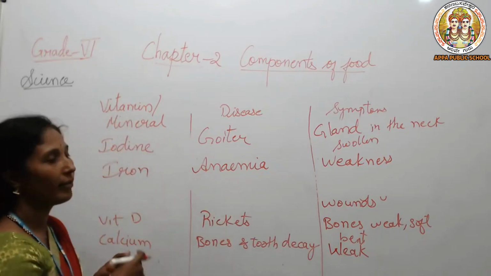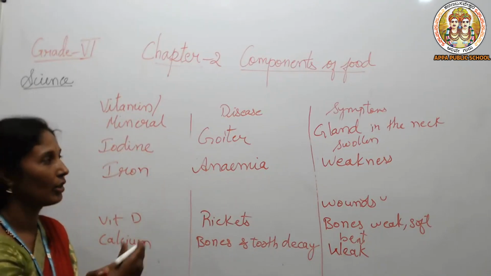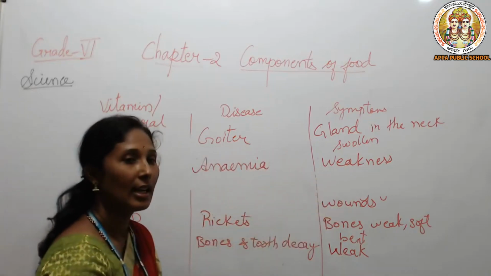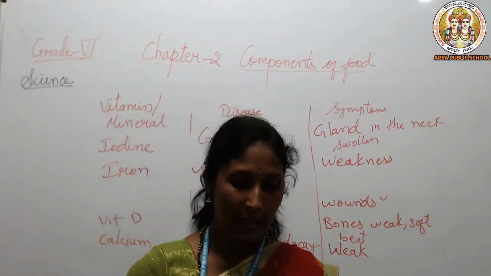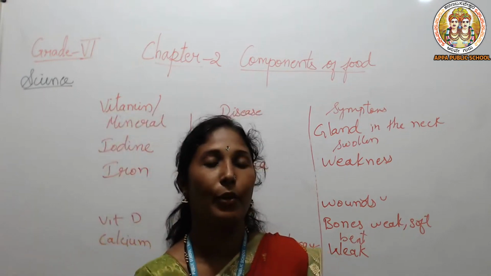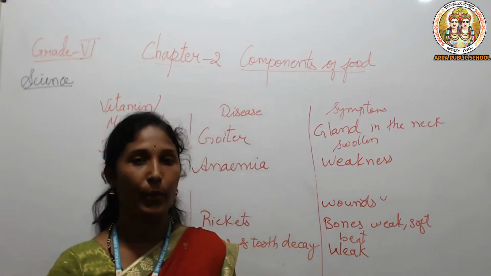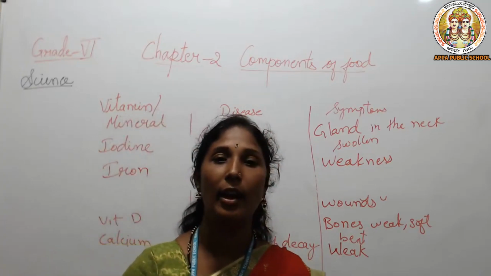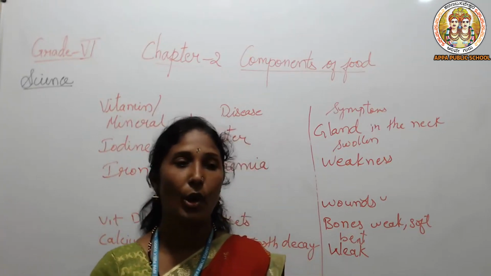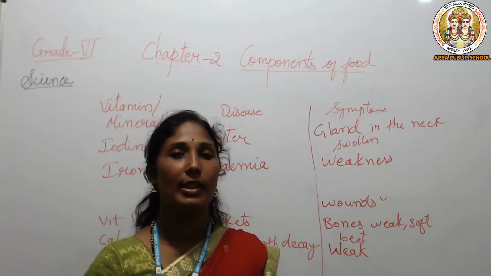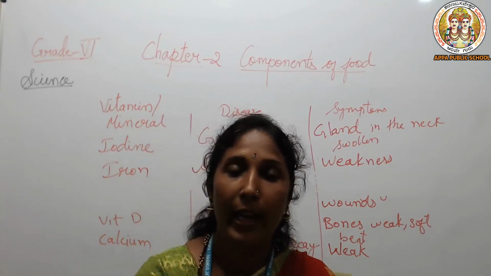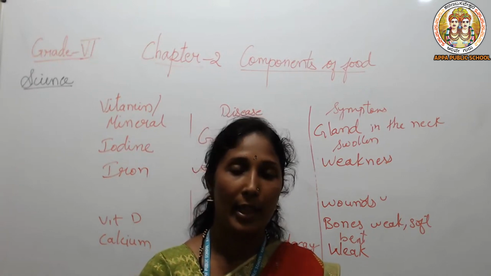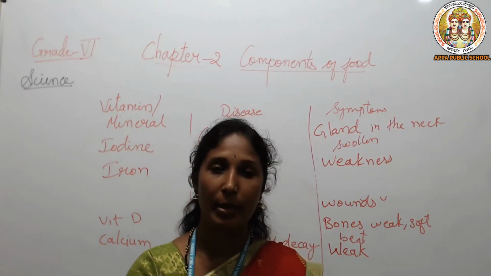So these are some of the vitamins and minerals lacking in our food, and we can suffer from these diseases. From this lesson, what we understand is that fruits and vegetables contain all types of nutrients. We should not neglect any vegetables or fruits. We have to eat all the vegetables and fruits, so we get all types of minerals and vitamins.